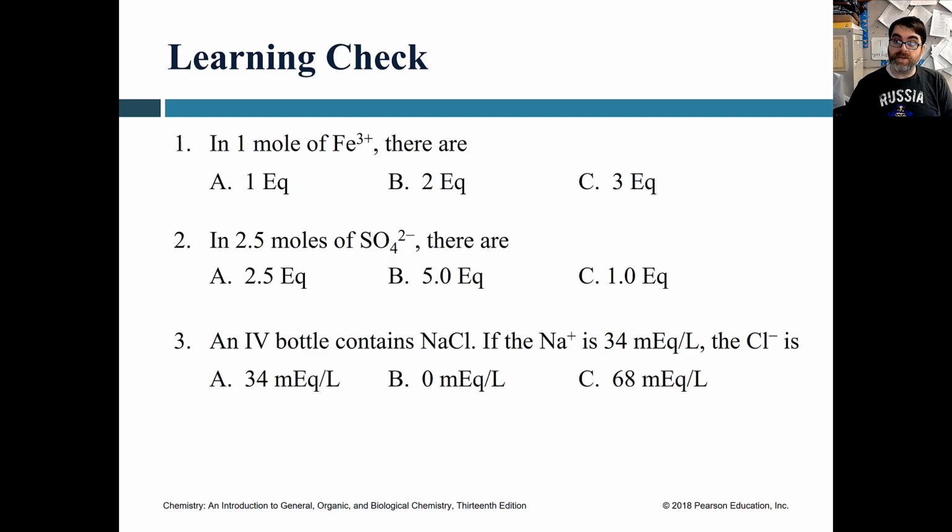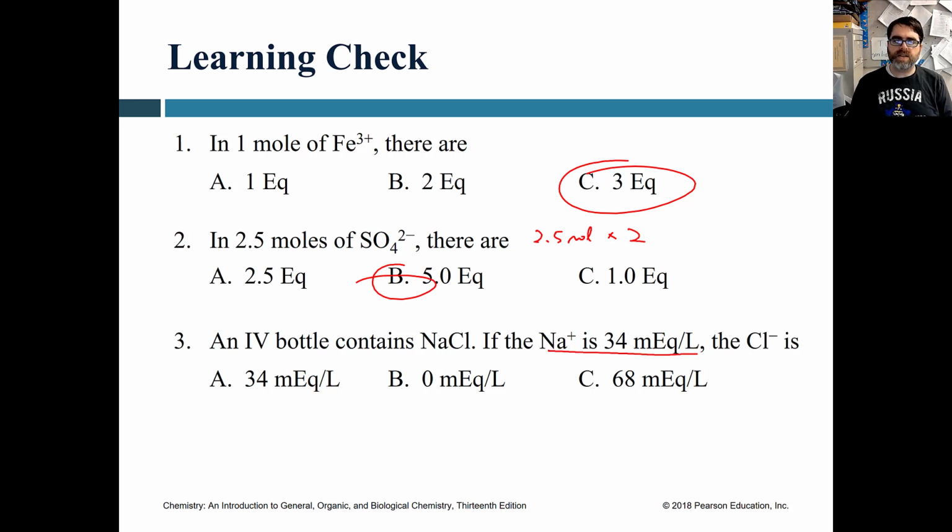Now, despite introducing solubility rules, they don't actually give us any practice over solubility rules here in this topic. But for our last slide here, we're just asked a few more equivalent questions. So 1 mole of iron 3 plus, there would be 3 equivalents here. 2.5 moles of 2 minus, well, that's 2.5 moles, and we've got the 2 there for the negative charge, so that's going to give us 5 equivalents.